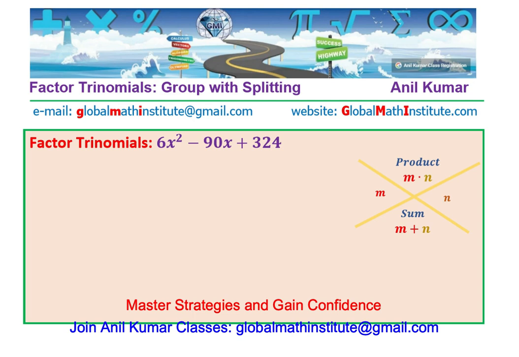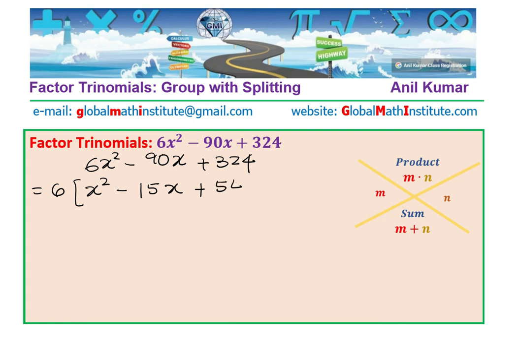Is that clear? Okay. So this question seems to be very difficult. We have numbers with 6x squared minus 90x, right? And then we have plus 324. What could be a common factor? Well, 6 can be a common factor, right? So let's take the common factor 6 and we are left with x squared. Dividing 90 by 6, what do you get? You get 15, right? 15x. And this number, 6 times 5 is 30 and 4. So we get x squared minus 15x plus 54.